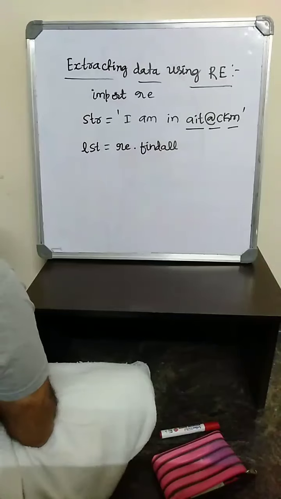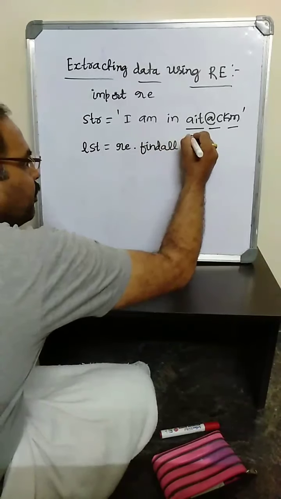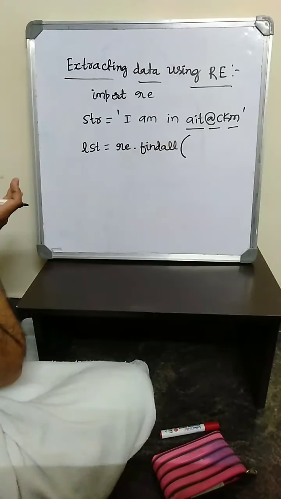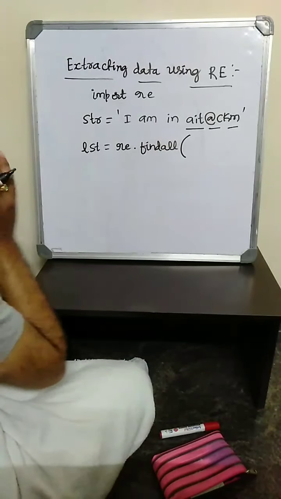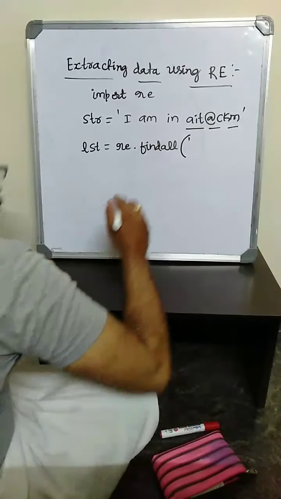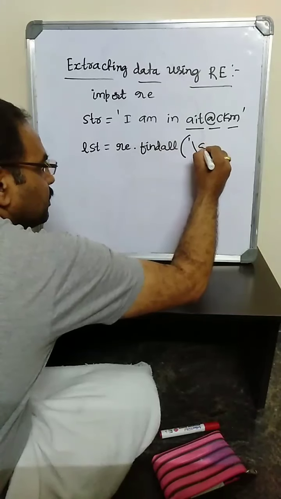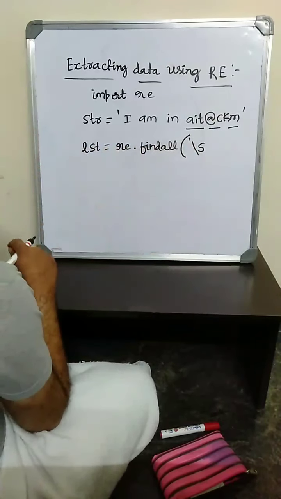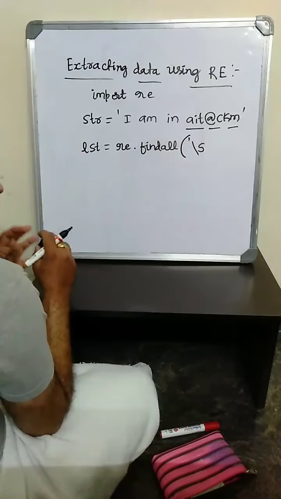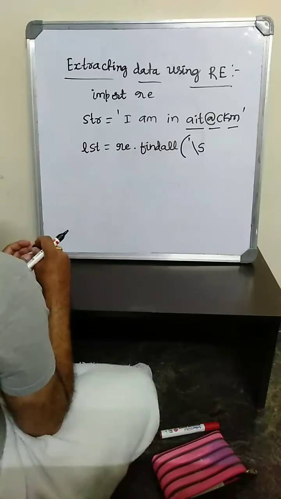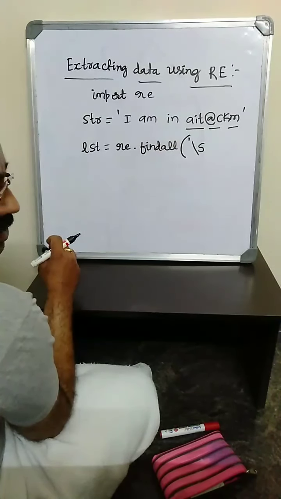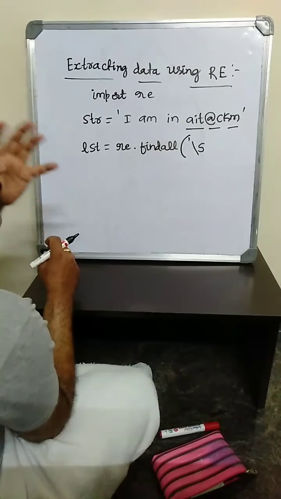And in that method, what do I have to give? I have to give what exactly I need to search. Within single inverted quotes, I have to give backslash S. Backslash S matches the non-white space characters. It is capital S. Non-white space means they are characters.